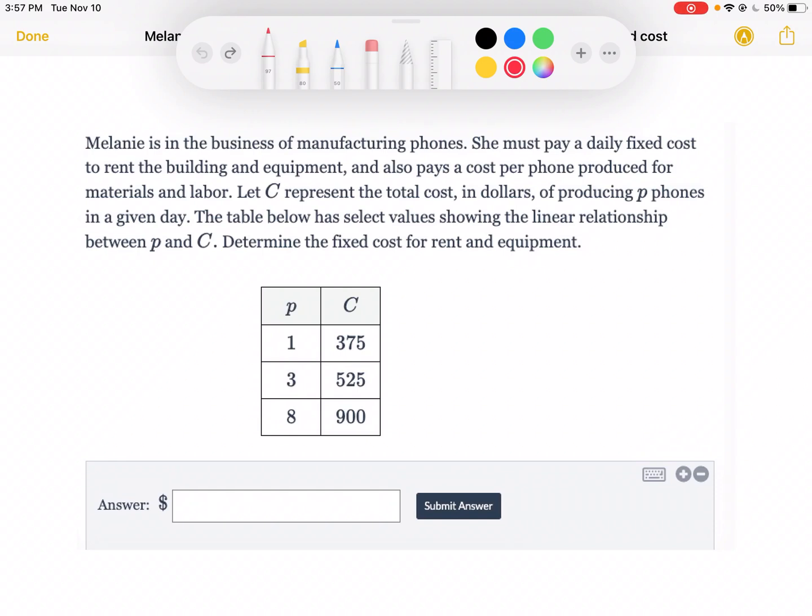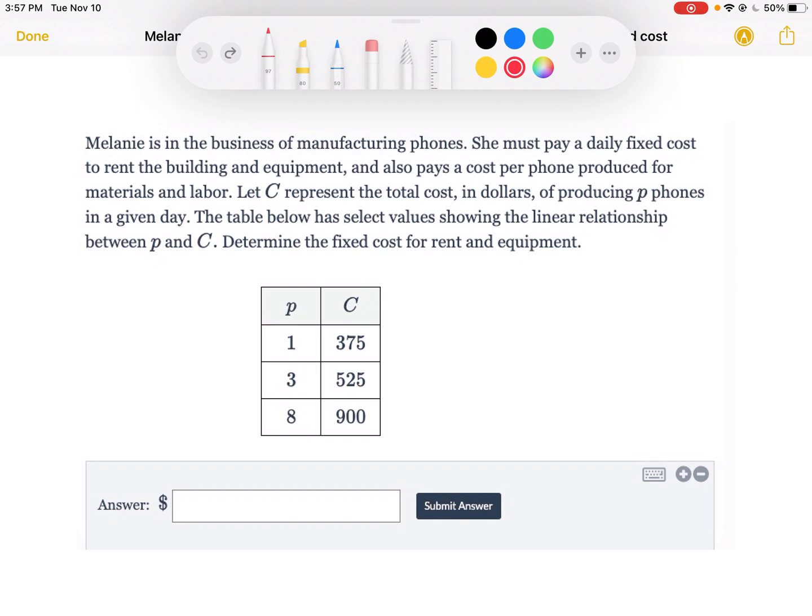All right, so we have a question here. It says, Melanie is in the business of manufacturing phones. She must pay a daily fixed cost to rent the building and equipment, but then she also pays a cost per phone produced from materials and labor.